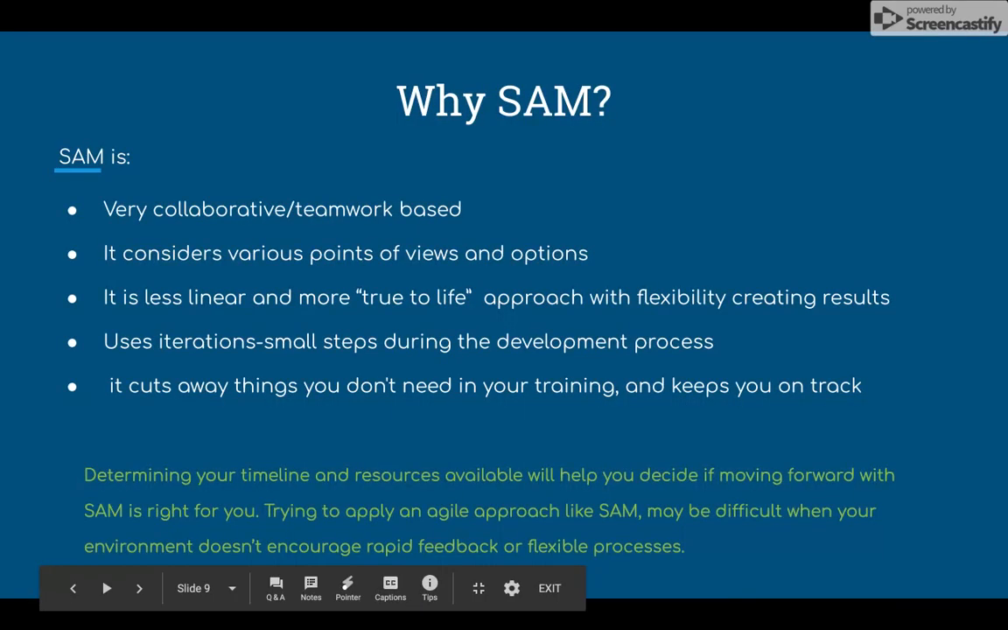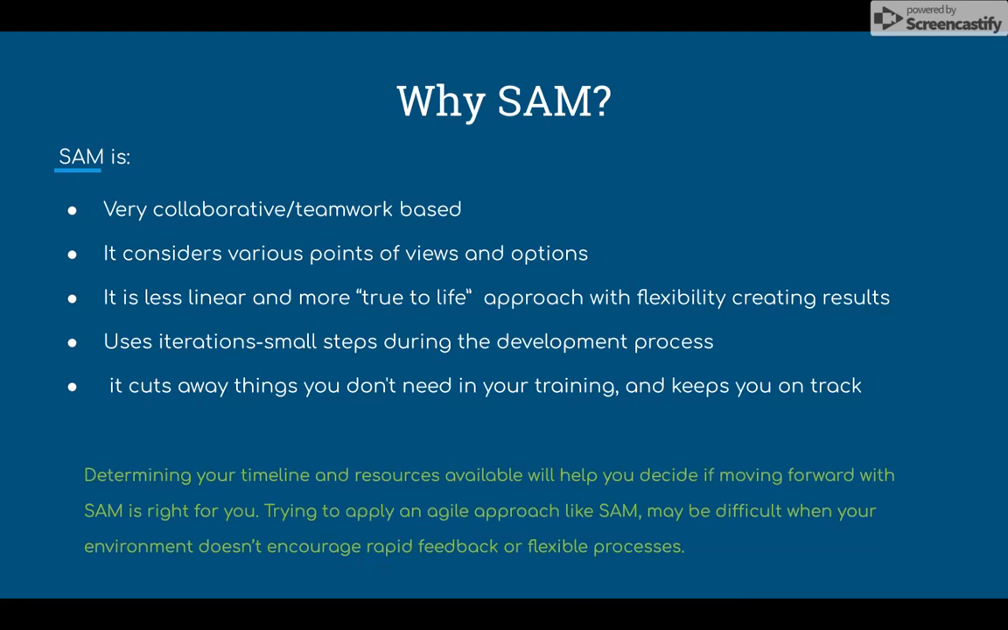Many instructional designers have embraced this theory. So why SAM? SAM is very collaborative and teamwork based. It considers various viewpoints, including the stakeholders. It is less linear or more true to life when considering the building of a learning or training course. It uses iterations or small steps during the development process. It cuts away things that you don't need in your training and keeps you on track.